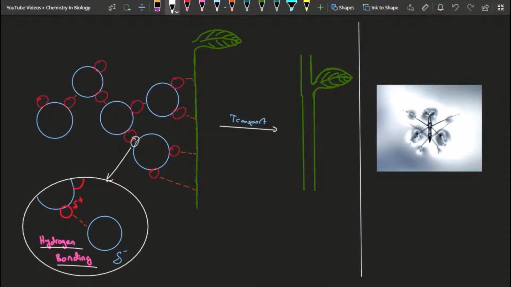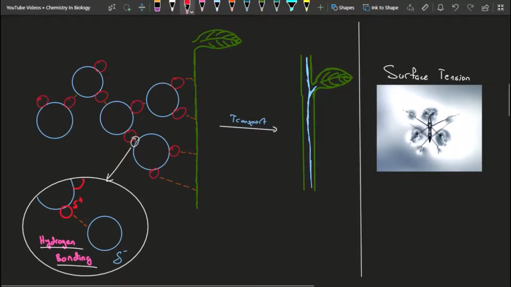The water molecules stick together through cohesion, so the water is transported together. And since the water molecules are able to stick to the inside of the stem, the water is able to be transported up the plant like so. So basically, cohesion allows the water to stick together while being transported up the plant using adhesion. Cohesion also allows for surface tension.